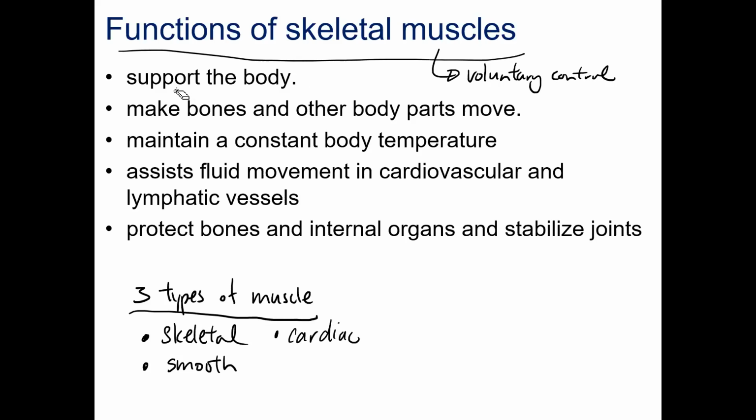So the function includes supporting the body. To sit upright, your back muscle, your postural muscle must continuously contract to counteract gravity, so we don't slouch over. Make bones and other parts move. The bones themselves cannot move. The reason we can produce movement is because the muscles are pulling on the bones. Maintain a constant body temperature. If we are too cold, we will shiver, and the shivering is basically contractions of muscle, and that contraction is going to produce heat, warming ourselves up.